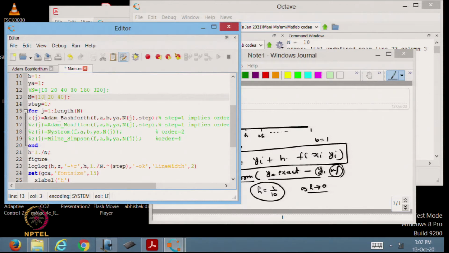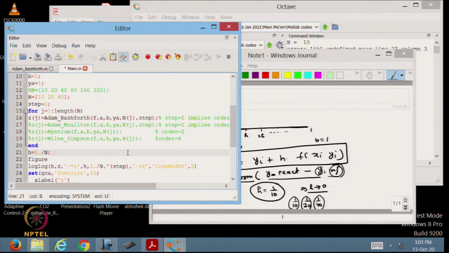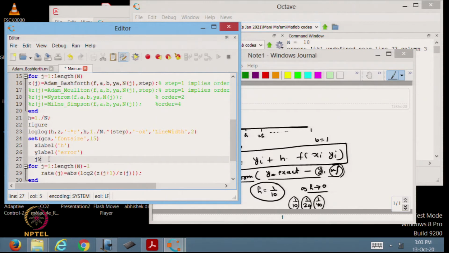So basically here I am taking h is equal to 1 by 10, 1 by 20, 1 by 40. I will compute the error corresponding to these h. Of course, each time h is half of the previous value. So h is 1 by n. Now I am also removing this arbitrary text which I had typed earlier to stop my code.